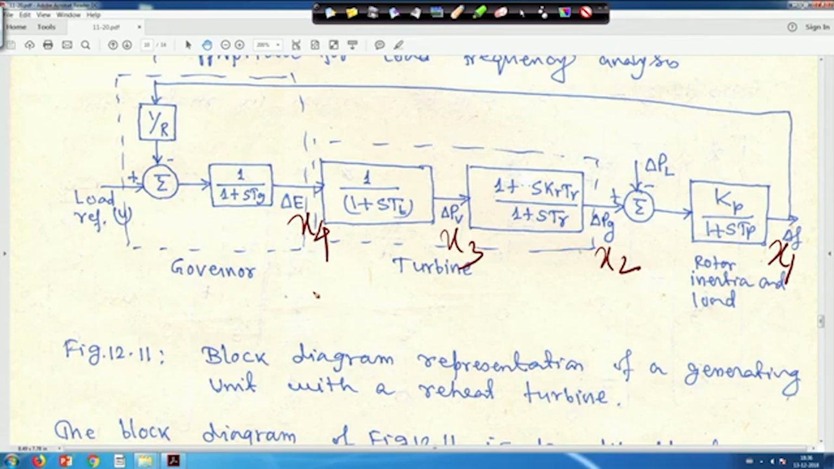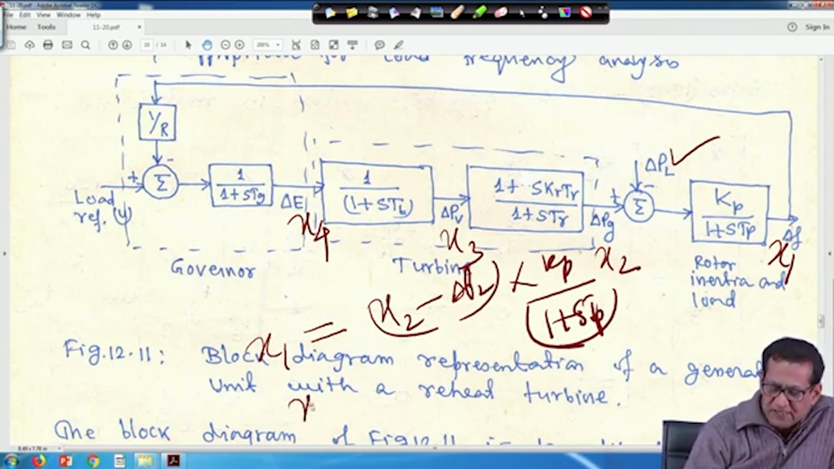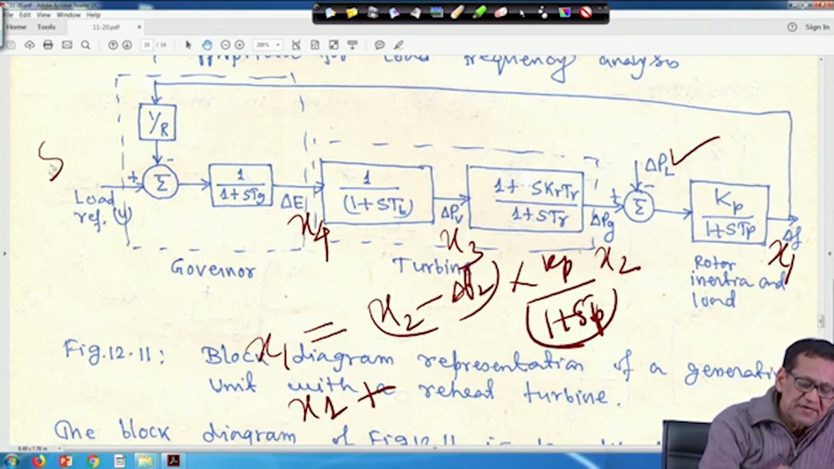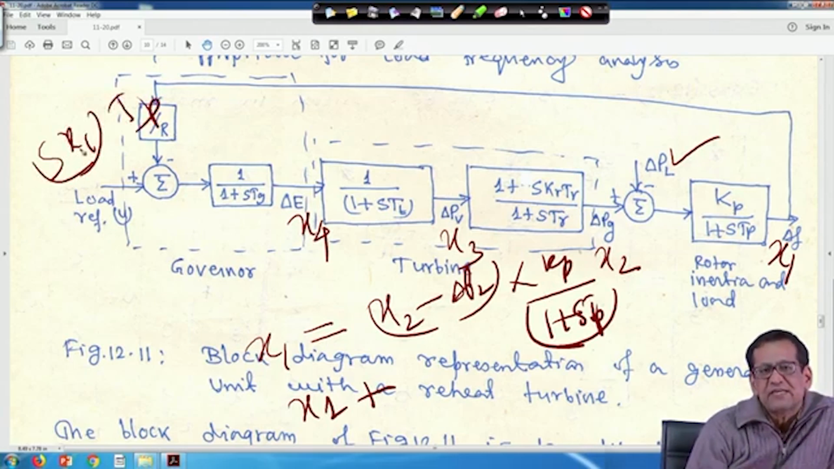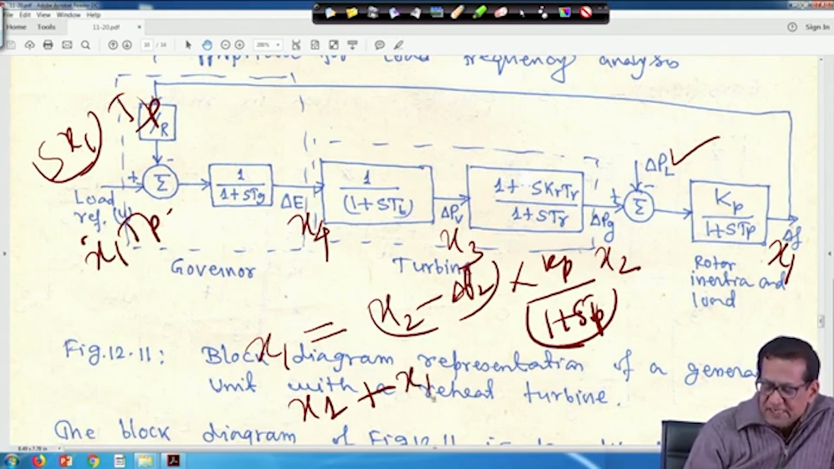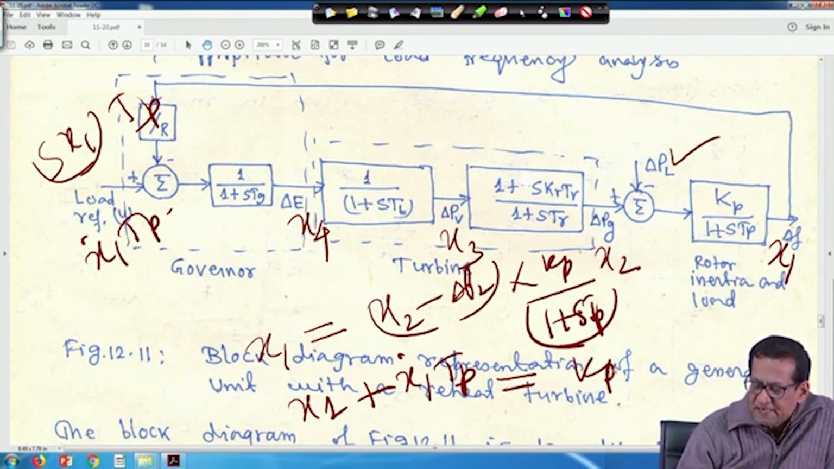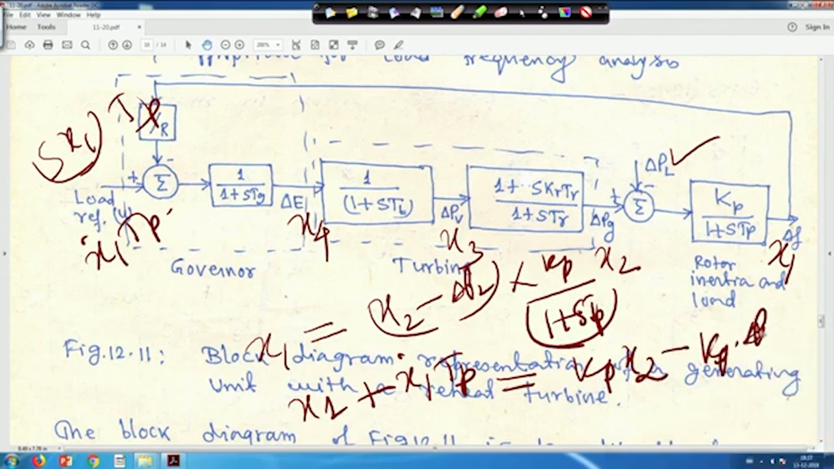This is given in the next page. So, when you write the state variable equation, and this is your load delta PL, right. You can write, I am overwriting on it, x1 is equal to x2 minus delta PL into Kp upon 1 plus STp. Now if you cross multiply, it will be x1 plus S x1 into Tp, but S x1 is nothing but x1 dot. So, it is x1 dot into Tp, is equal to Kp x2 minus Kp into delta PL, right.